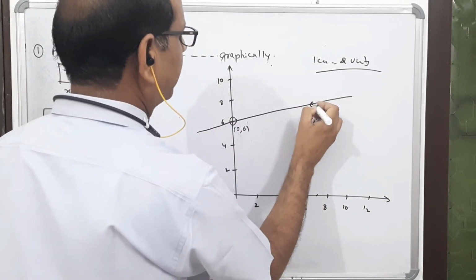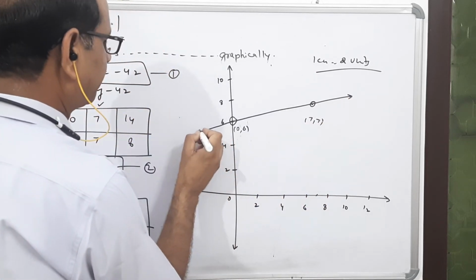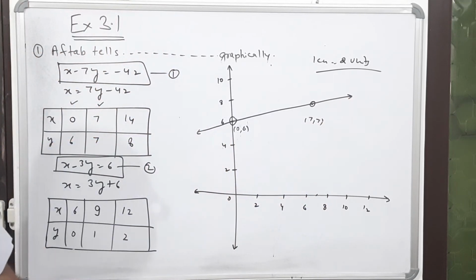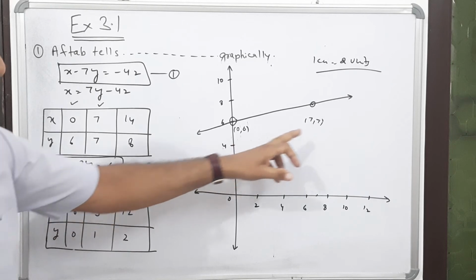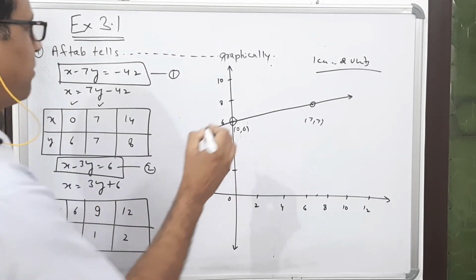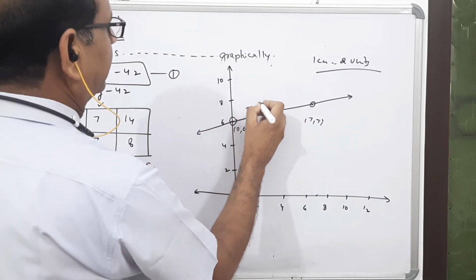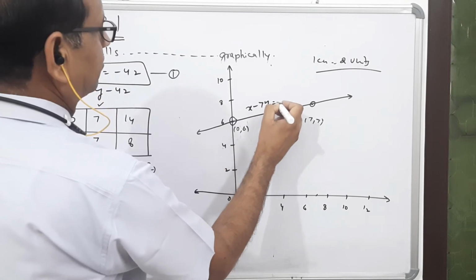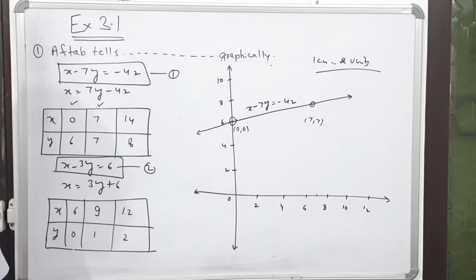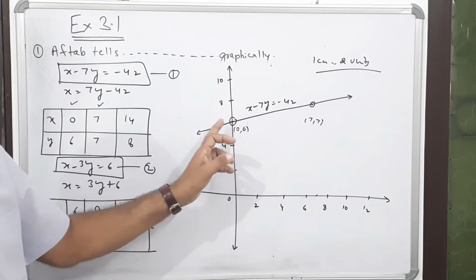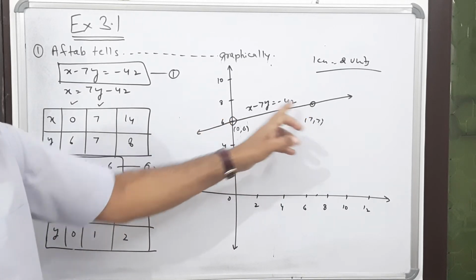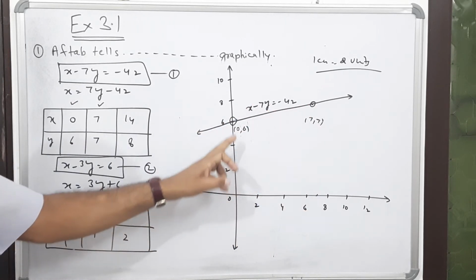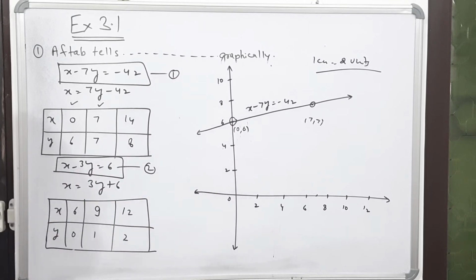I will explain, I am making the diagram here. So this will be the graph. Plot the points. Then a very important part: you have to write the equation on the graph. It is 7 and 7 this side, 0 and 6 this side. So that is the graph of the first line.